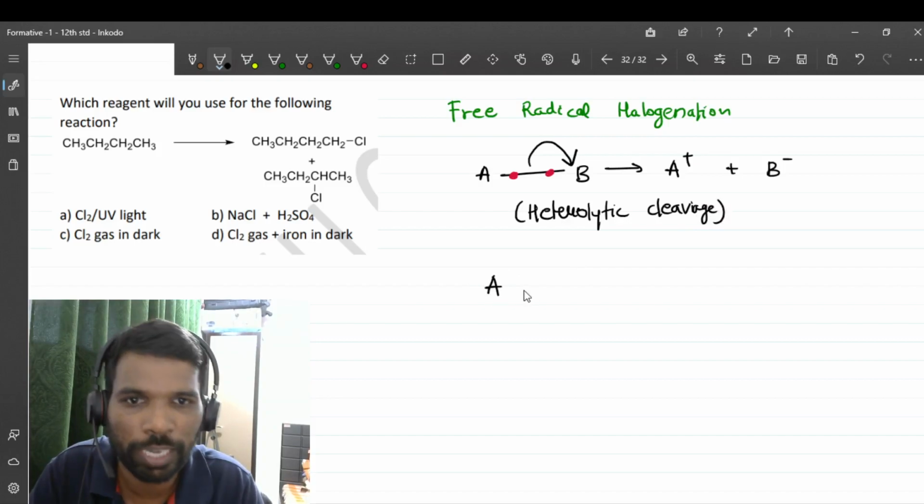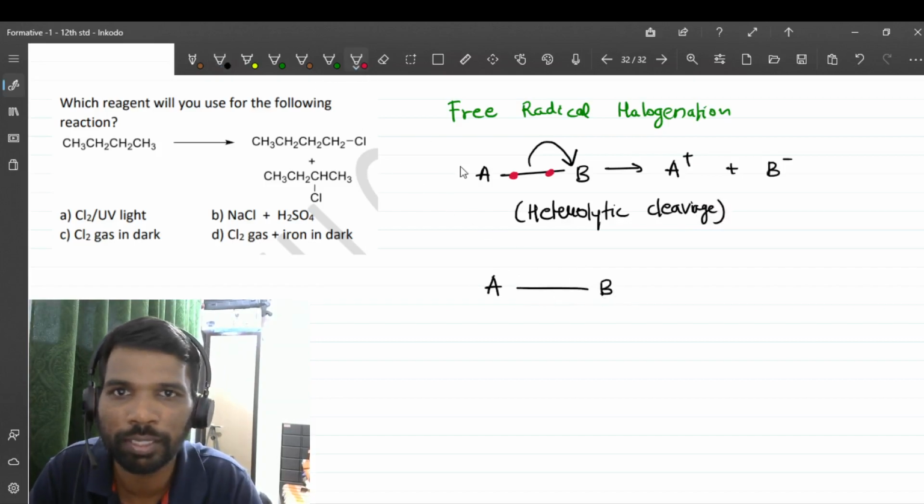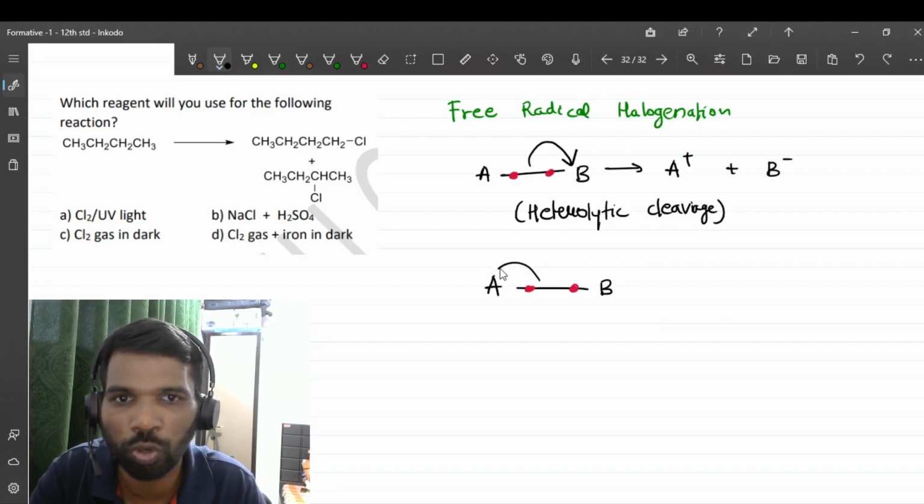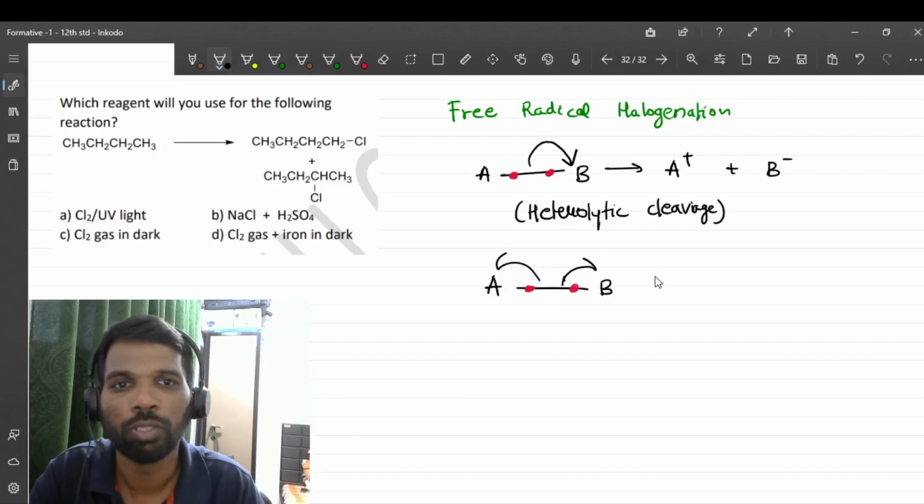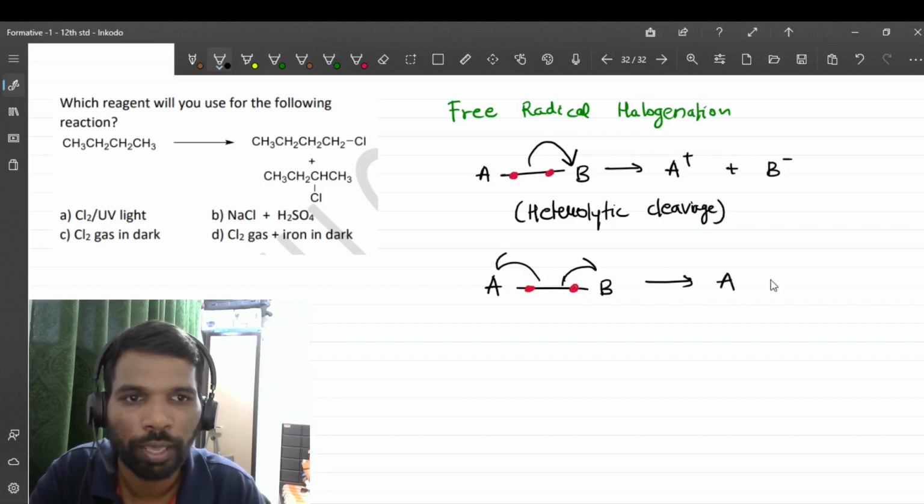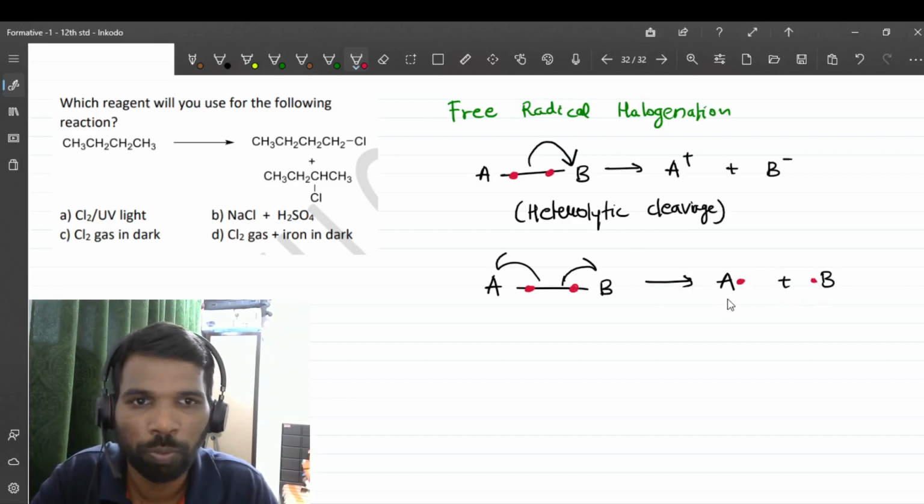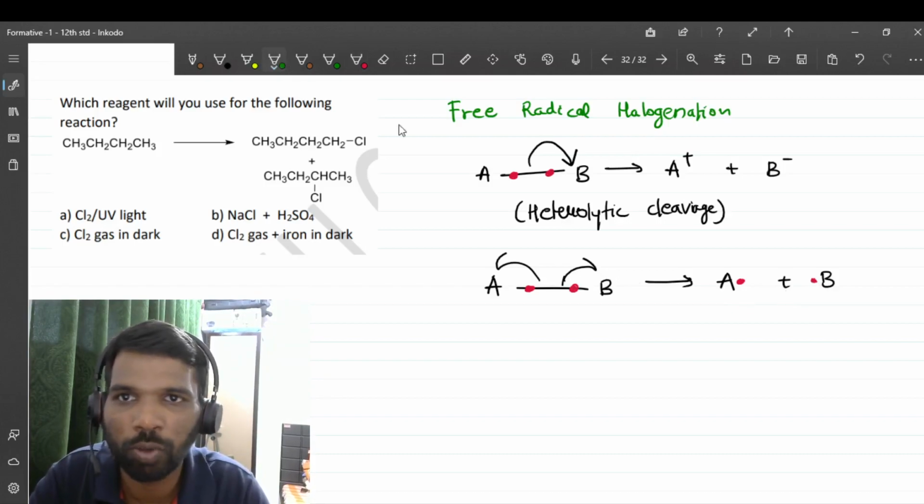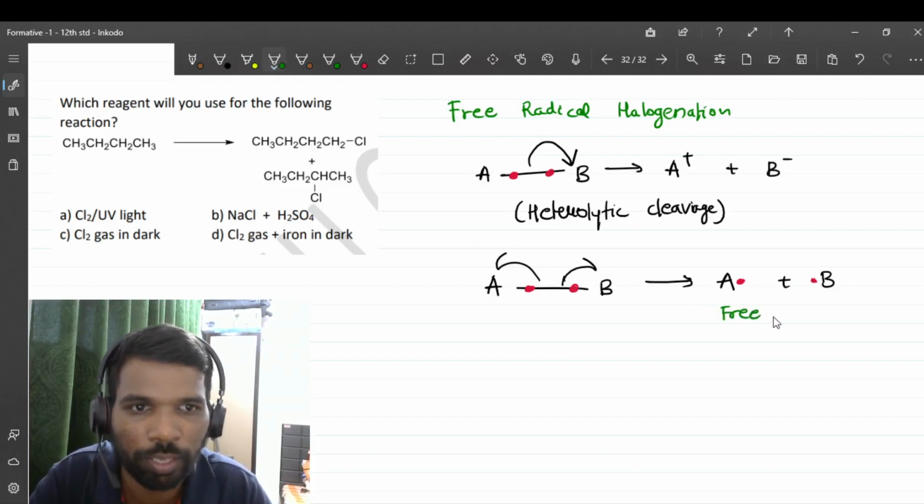What is homolytic cleavage? Let's say A and B, and this is the electron of both the species, and this is how the bond is going to break. We show a half-headed arrow. This leads to A and B with free lone electrons. It is not a lone pair, it is just a lone electron. This is called a free radical, and this is free radical formation.